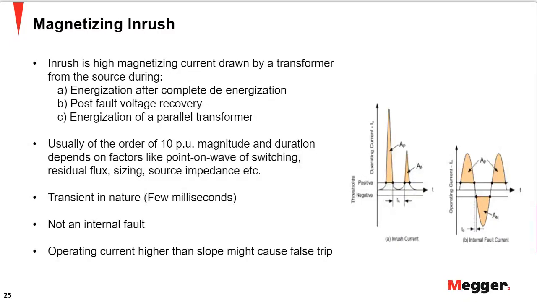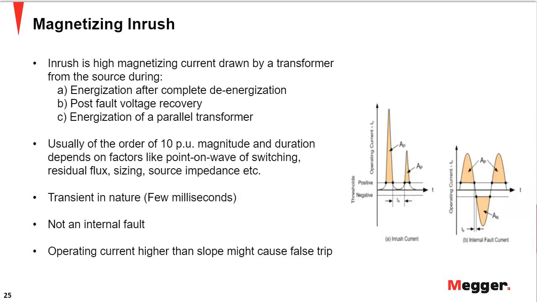So next one is the magnetizing inrush. Anytime the transformer is being energized, the transformer would draw really high current from the source to energize the core, and this high current is nothing but your inrush current, which is the magnetizing current. You could have it during different situations, like energizing after a complete de-energization. Or you could have a fault, and once the fault is cleared, the voltage is recovered, and you could see an inrush current during that time. You also could see that during energizing of a parallel transformer in the system.